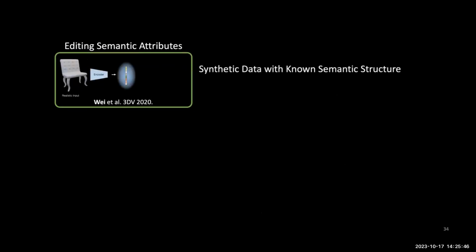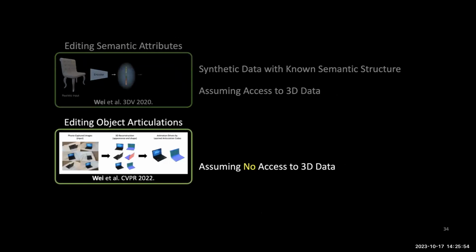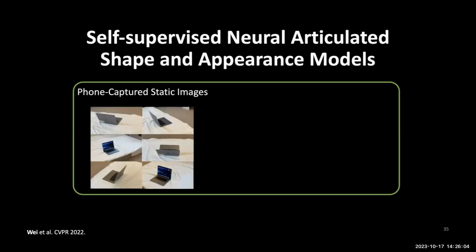So in this first work, to exploit the underlying structure, we use semantic data that has all the non-semantic structure. However, in this case, we assume we have access to 3D data. What if we don't have access to 3D data? In this work, I'm going to talk about how we leverage disentangled representation to separate structure. This work is called self-supervised neural articulated shape and appearance models.